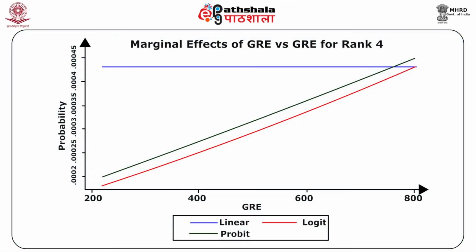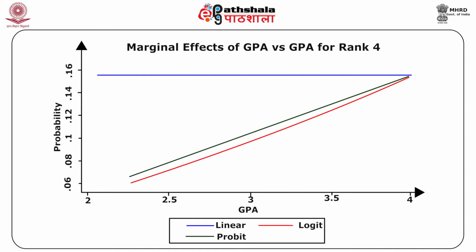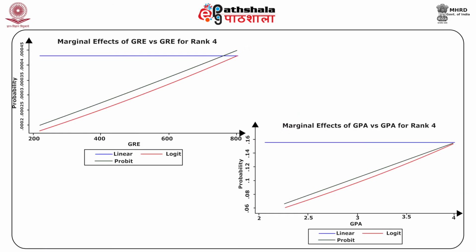So in the graph we have the marginal effects of GRE versus GRE for rank 4, which means one is total GRE and the second is GRE for rank 4. And similarly in the graph we have the marginal effects of GPA versus GPA for rank 4 for a comparison. The above graphs 10 and 11 give the marginal effects of GRE and GPA, as the GRE and GPA score varies while other variables are kept at their mean value for rank 4.